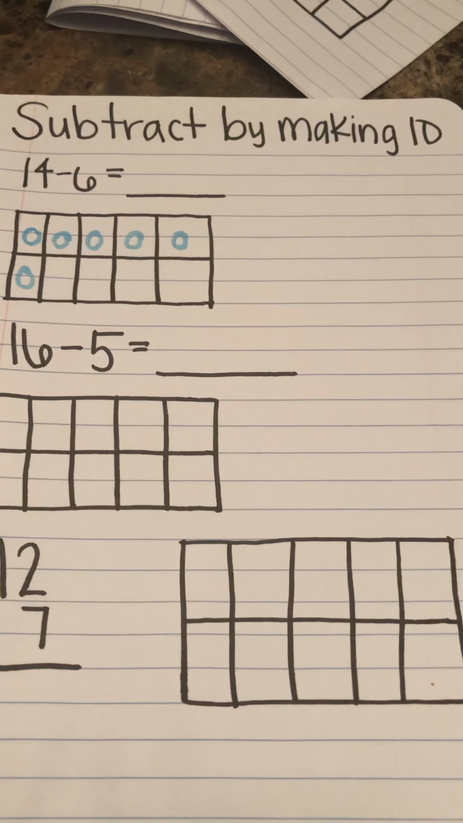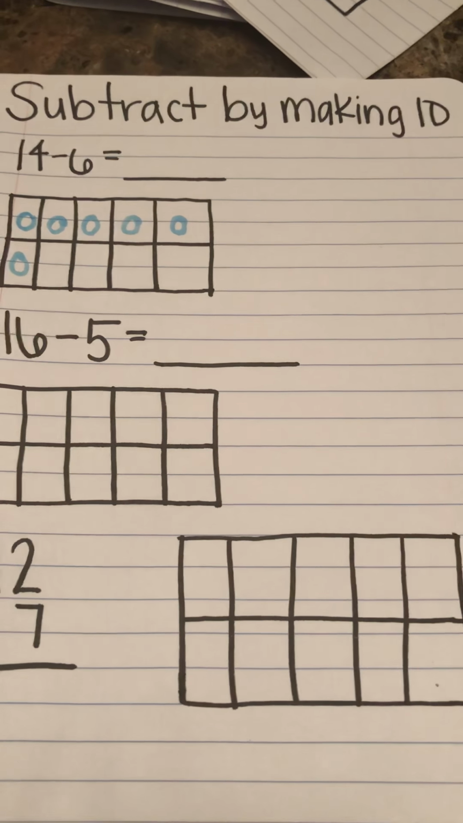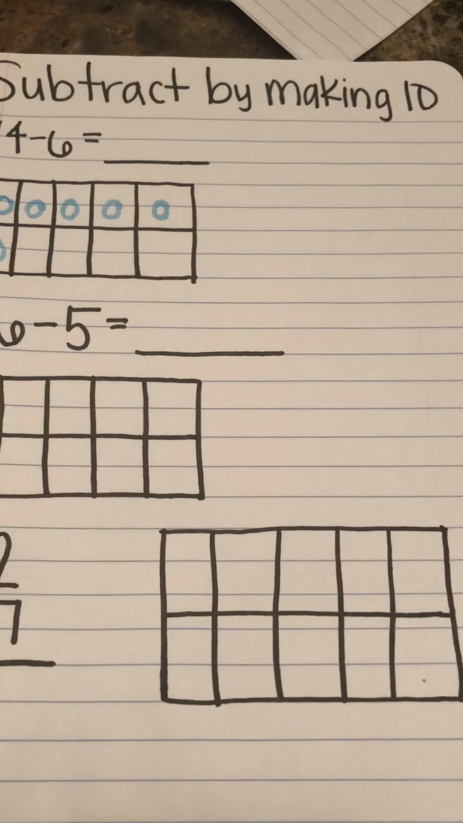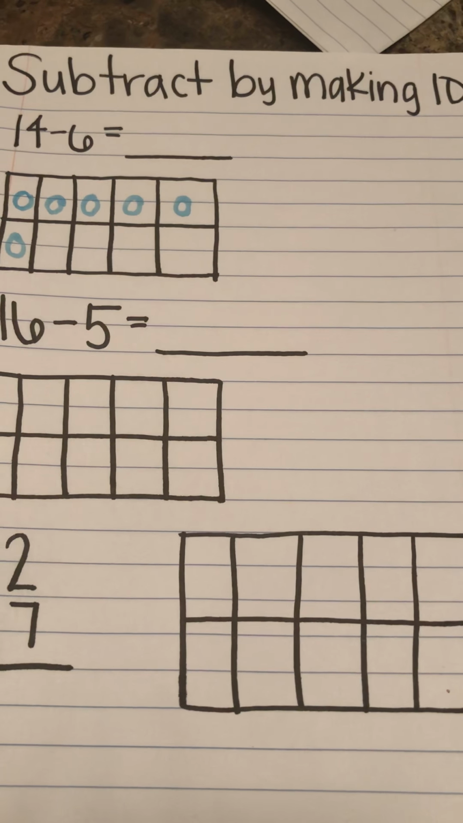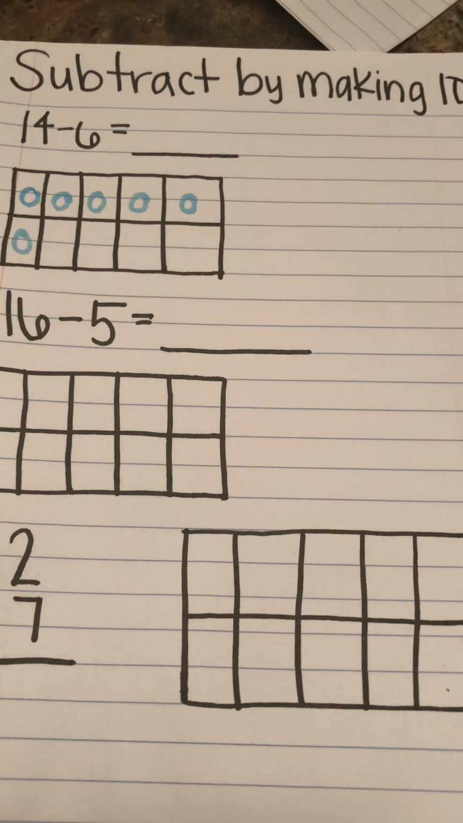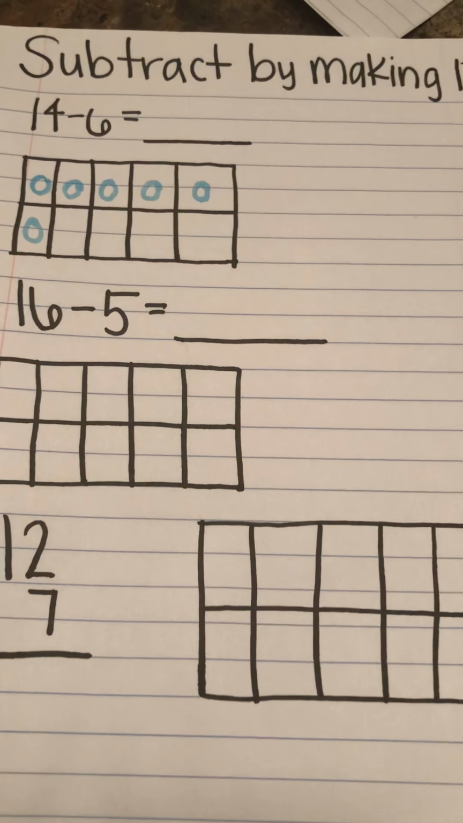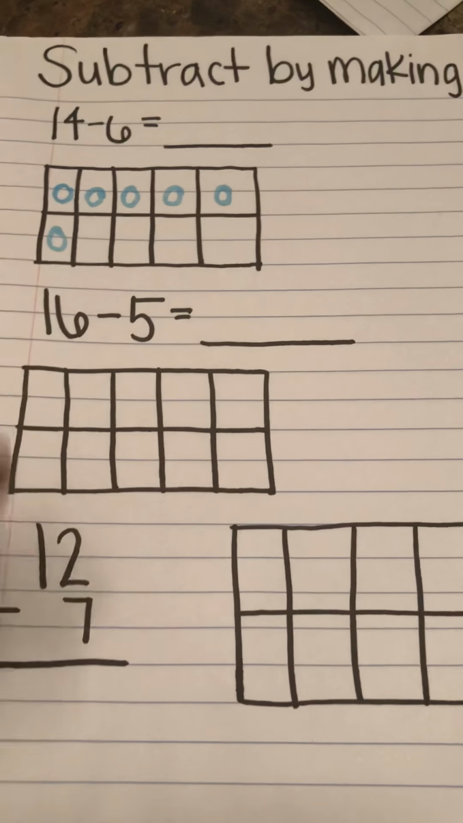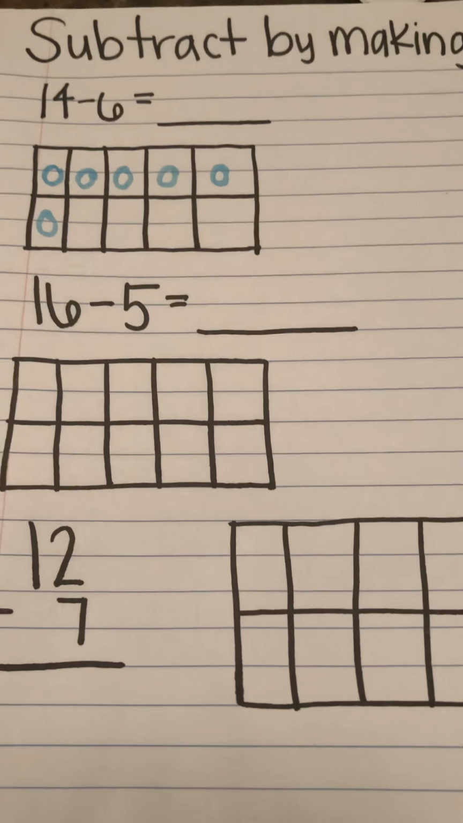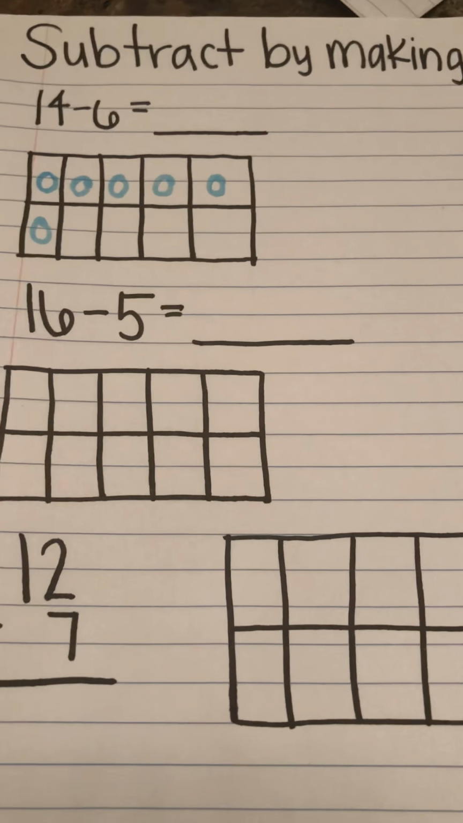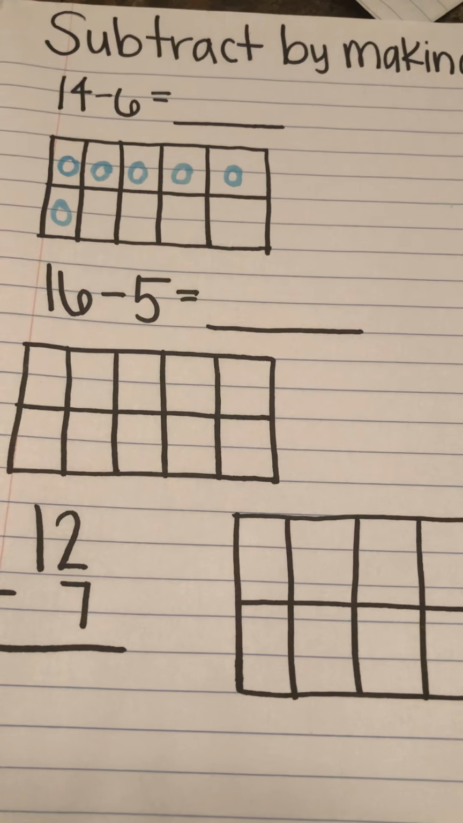This is a strategy called subtract by making 10, and this is for the first grade Common Core standards under the Operations and Algebraic Thinking standard called Representing and Solving Problems Involving Addition and Subtraction. And they're going to be using objects, which are 10 frames. And if you don't have access to a printer and blank 10 frames, you can easily draw these at home.